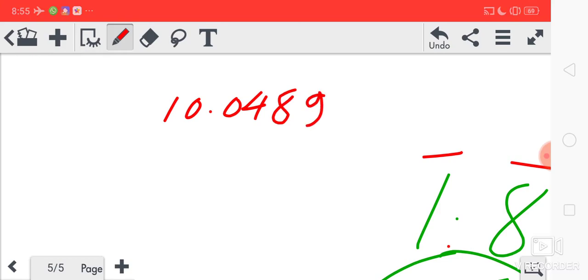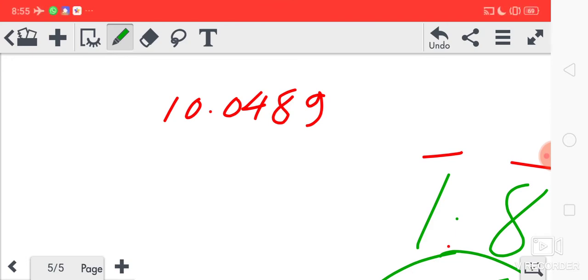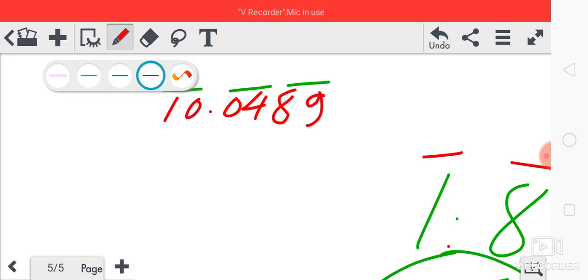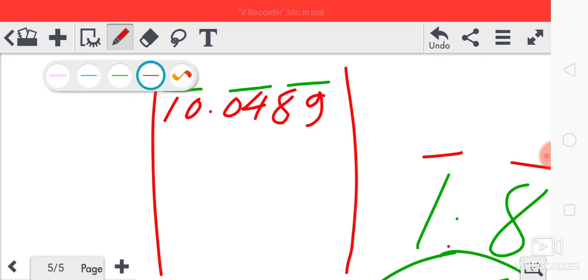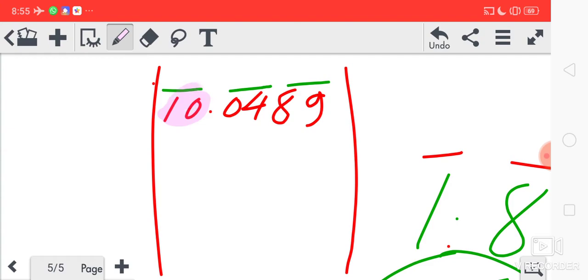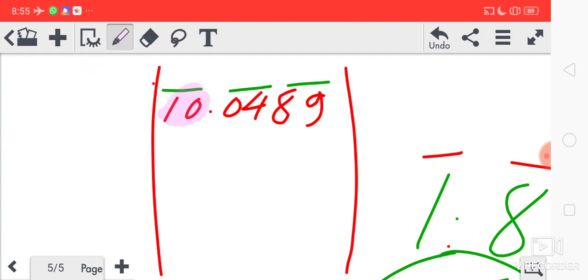10.0489. Now after the decimal, is it there? All the digits are in pairs. Yes, this one 2 digits, again 2 digits, they are in pairs, and before the decimal also it is in a pair. Okay, so we can do the process now. Here 10 is there. You can see 10 is there. So which number should we take, so that we'll get either equal to 10 or less than 10 by multiplying the same number.